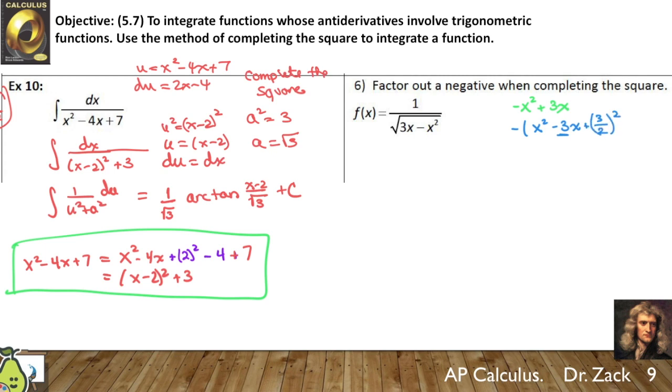and square it. But did you really add? Nope, that was subtraction. So you add your 3 halves at the end as well, which means adding 9/4 because it was squared. So now when we go back and rewrite your problem, you would have f of x is equal to 1 over your square root of x minus 3 halves quantity squared plus 9/4, and you should have a negative in front of that square root.